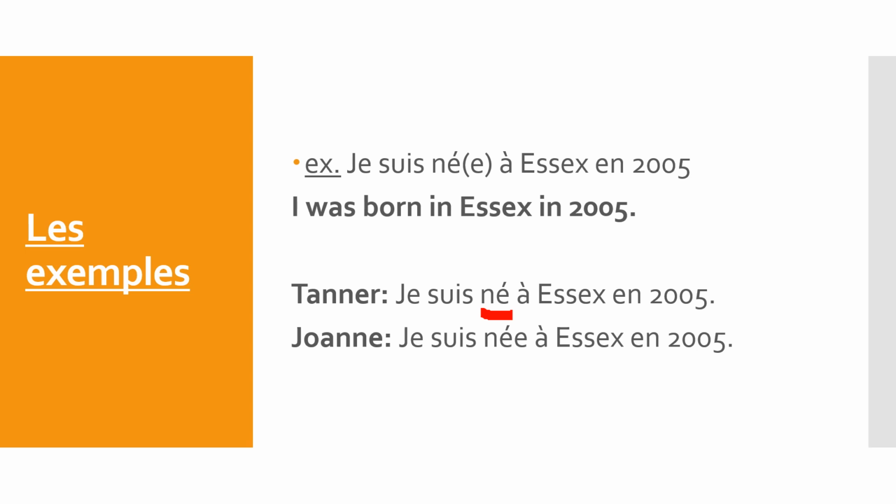But let's say my cousin Joanne was writing a paper and she said, Je suis née à Essex en 2005. She would write née with a definite E at the end because she's a woman. So if you're writing a personal paper to me and you're using Dr. Mrs. Vandertramp verbs in the passé composé, be sure you put the appropriate agreements in place, but you don't need any brackets because I know who the paper is coming from.